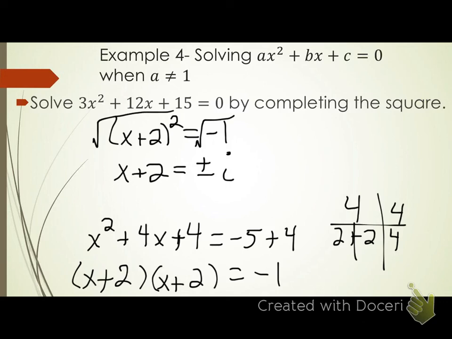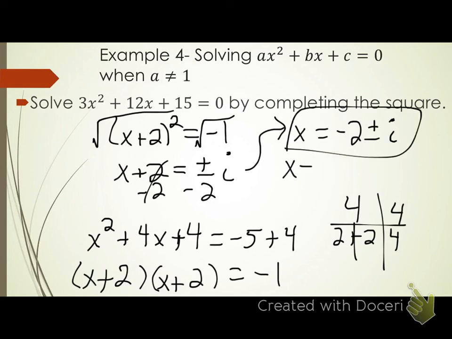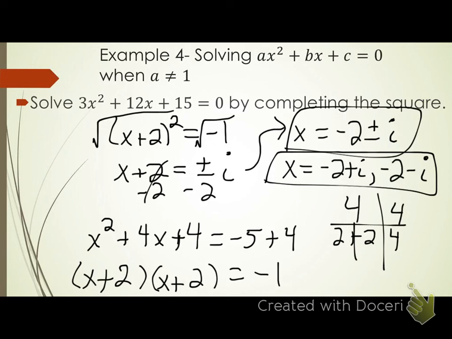Is x by itself yet? No. How do I get x by itself here? Subtract 2 from both sides. So x equals negative 2 plus or minus i. Or you could write it as x equals negative 2 plus i, negative 2 minus i. There's a couple ways to write it. Are those in standard form? Yes. If we have a complex number, we want to write it in standard form as our answer.